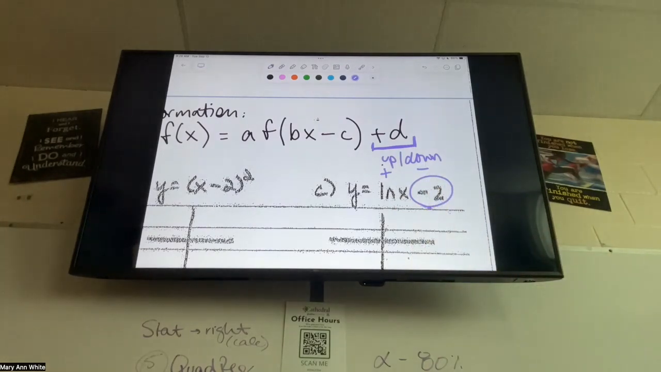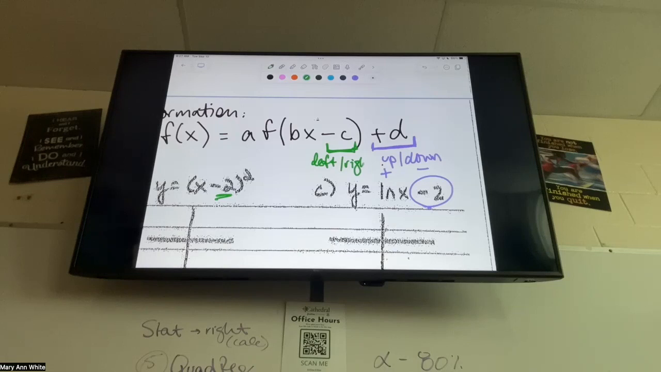So I like to remind myself it's what I think it should do. Now, what if I have something inside my parentheses with my x? Like over here, I've got x minus 2, which is inside that x squared parentheses. How does that move my graph? Left and right, it moves it horizontally.